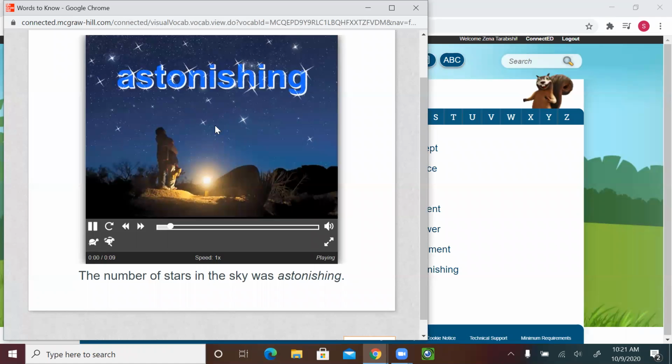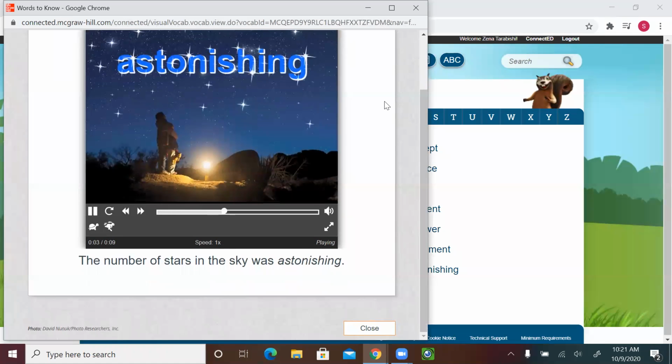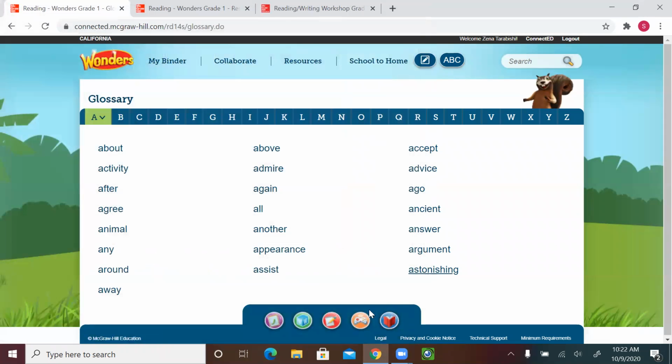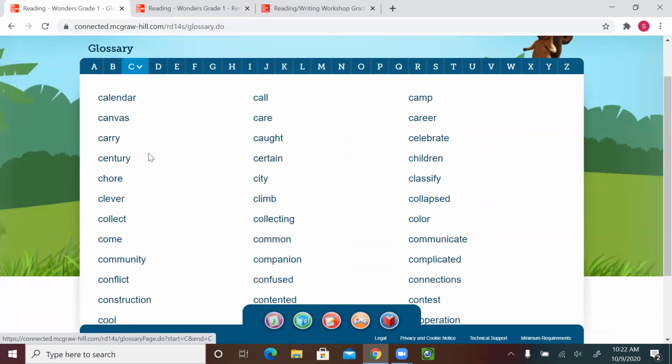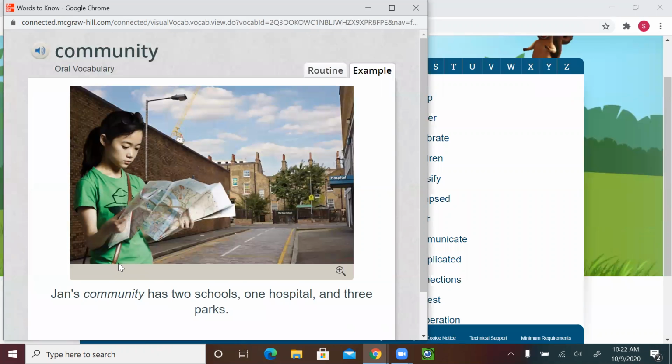Let's listen to the word one more time. Astonishing. Astonishing means amazing or surprising. All right. Let's go to the next word. This is the key word for our lesson today and our topic. Community. Jan's community has 2 schools, 1 hospital, and 3 parks.